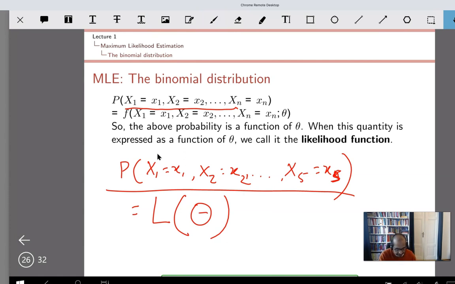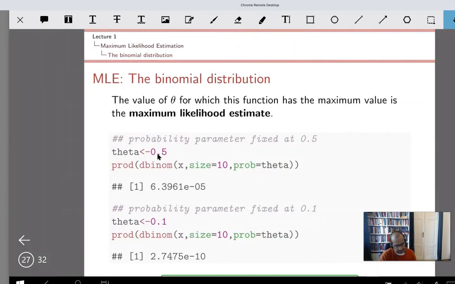What this means is that if I plug in different values of theta each time in that product that I computed, I'm going to get a different number each time. I can plot that curve. So let's do that. That's an interesting thing to do now.